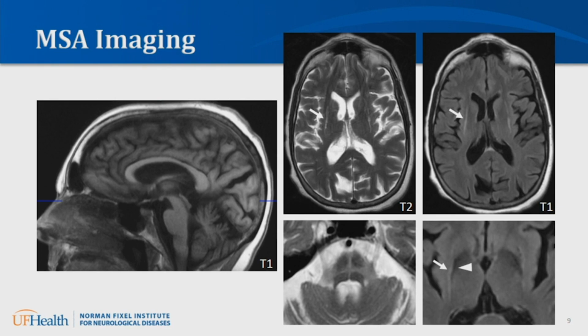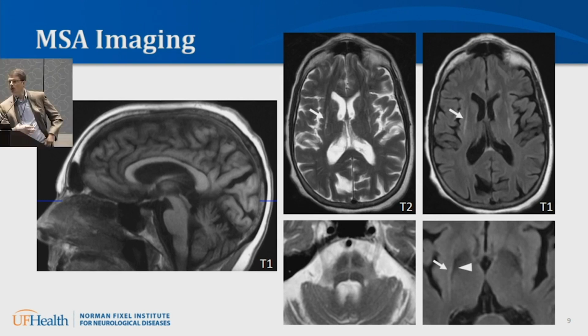There's also this part of the brain we call the pons. So we call that pontine, shows atrophy or shrinkage as well. And on the other side here, this is just a slice through this portion of the brain, right down here. We can see shrinkage of this part of the brain. So that's why it was named olivopontocerebellar atrophy.